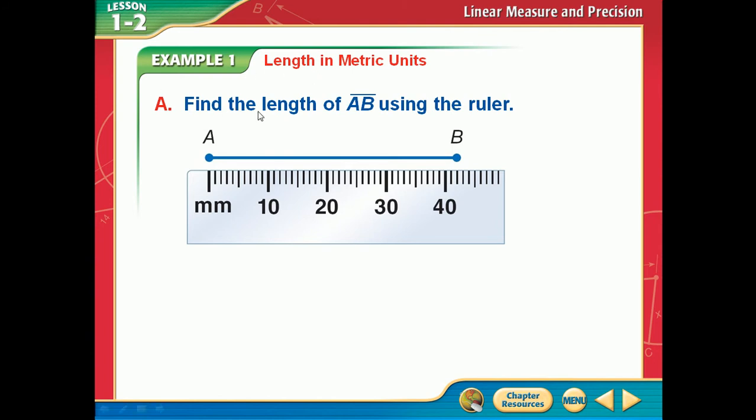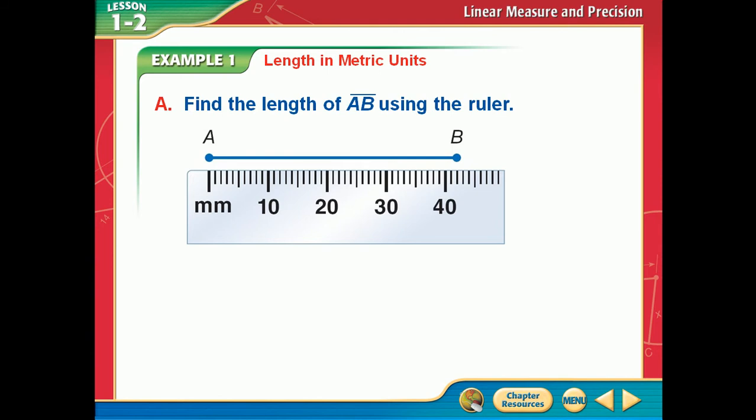Notice, we're going to see something a little bit later on, very soon. Look what they did. They wrote the word length: find the length of line segment AB. Keep that in mind. Put that in the back of your head and store it away. We're going to bring that up in a second after we do a couple examples.